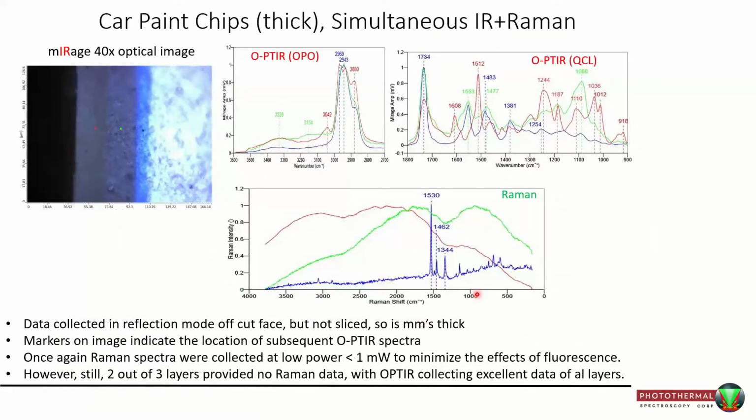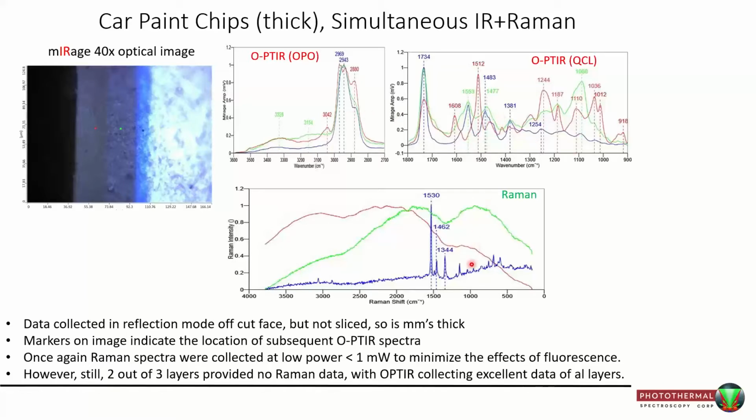This is also pretty, I think, analogous to cultural heritage. This is a forensics application, car paint chips. These are in fact thick sections. These aren't thin, so they've just been sliced off, and we're working off what is really probably a millimeters thick section. And we've got single point spectra collected here, red, green, and blue, collected with the OPO, which is the high wave number laser, and the QCL, which is a fingerprint laser. And you see rich infrared spectra.